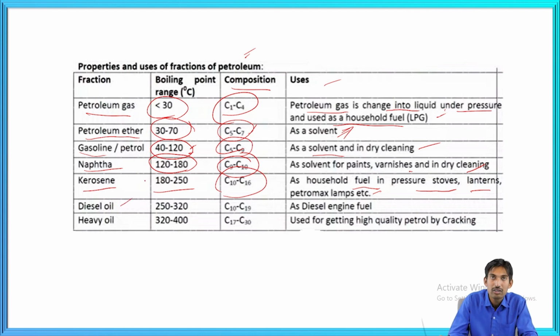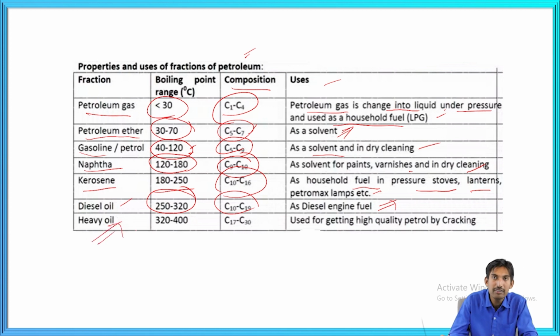Then diesel oil. Diesel oil has a boiling point range of 250 to 320 degrees centigrade. It contains the composition C10 to C19. It acts as a fuel in diesel engines.